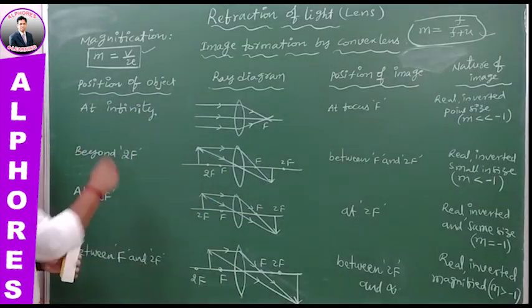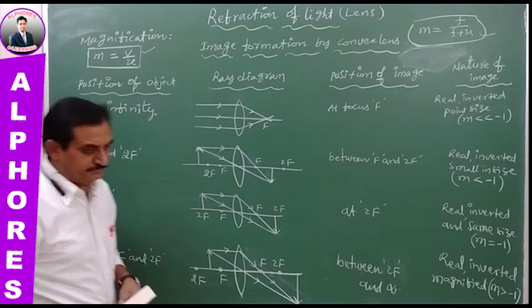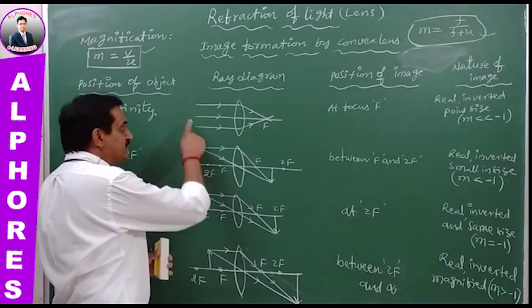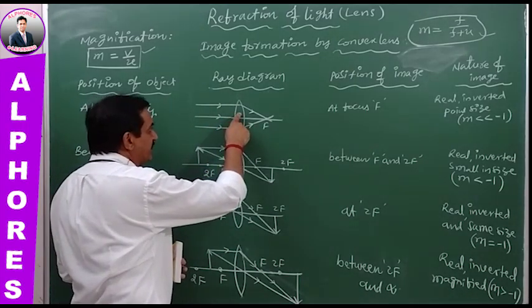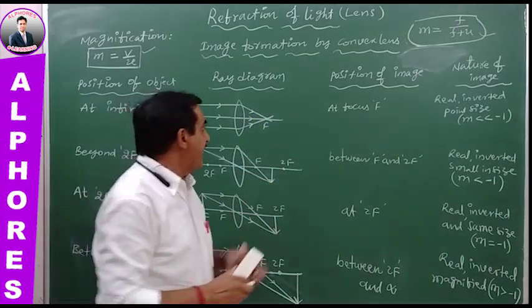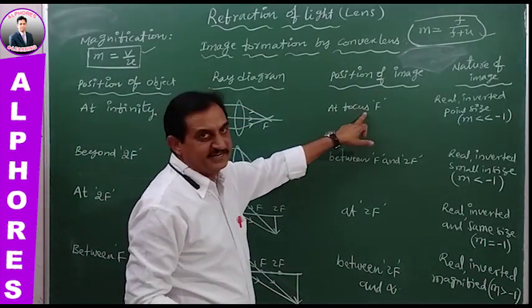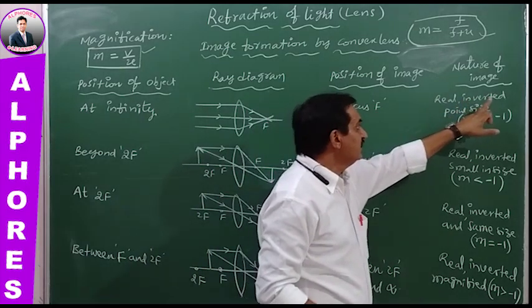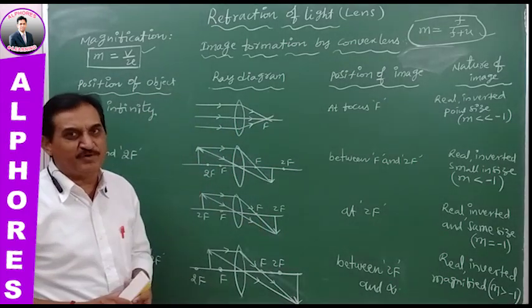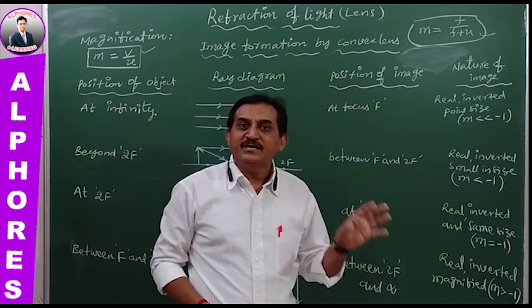So the first one is the position of the object. Now, the object is at infinity. When the object is kept at infinity, the ray diagram shows a parallel beam of light parallel to the principal axis, and after refraction, the light rays come to focus, giving the image at the focus point. Therefore, image formation is at the focus point, and it is a real image, inverted image, and point size, extremely small in size.